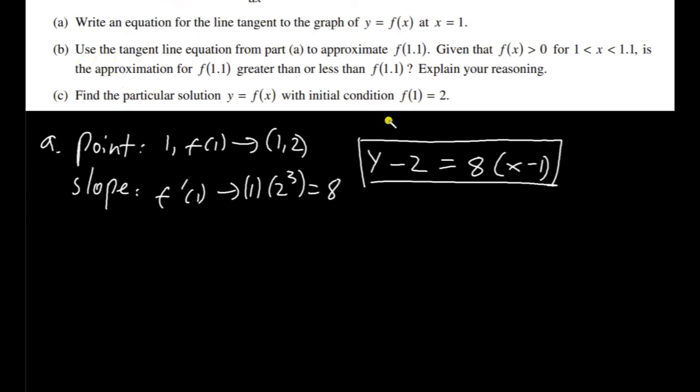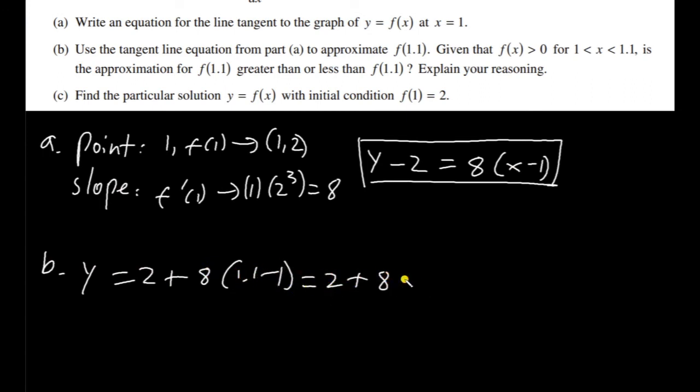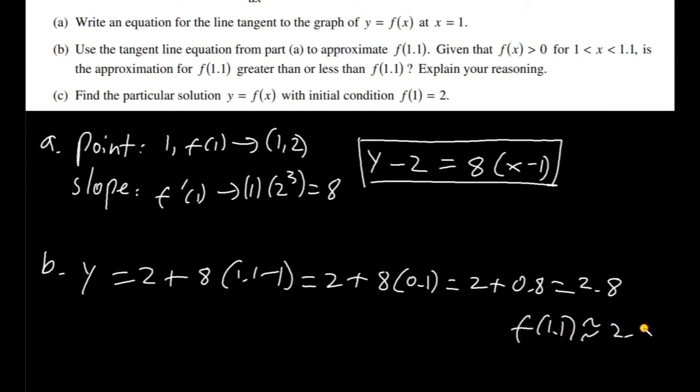Okay, so we'll start with the first part of the question. Use the tangent line equation from part A to approximate f of 1.1. That's just going to be as easy as taking 1.1 and plugging it into x. So y equals 2 plus 8 times 1.1 minus 1, which is 2 plus 8 times 0.1, which is 2 plus 0.8, which is 2.8. So f of 1.1 is approximately 2.8.